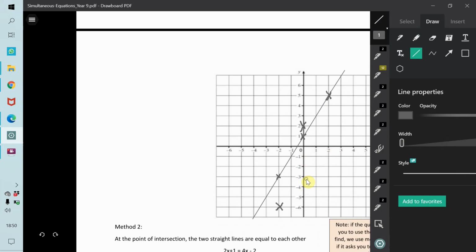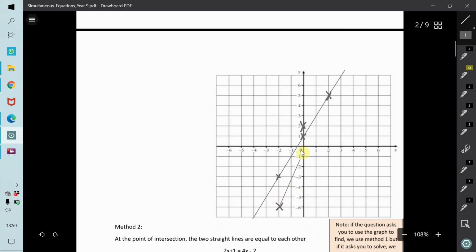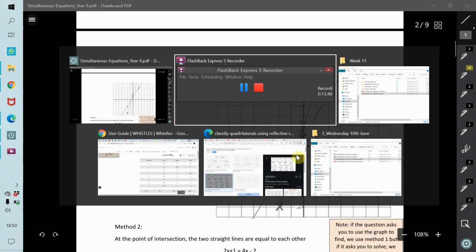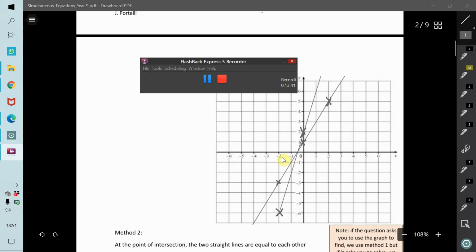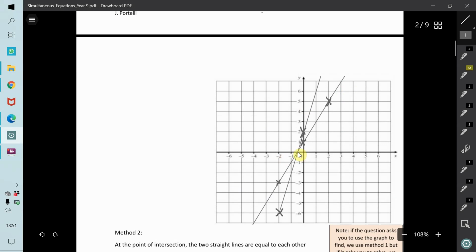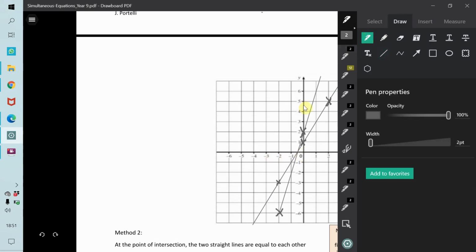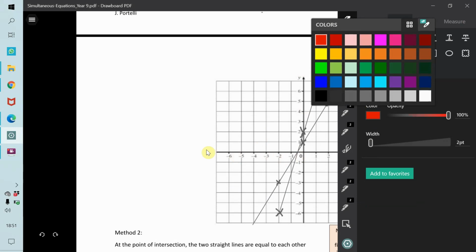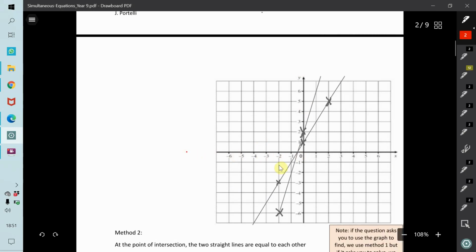So if I draw a straight line, they are going to intersect each other, and they are going to intersect each other at this point. Let's mark it. I'm going to do it with a red, but you still have to do it using your pencil, guys. But for your notes, please use color. So they are intersecting at this point.